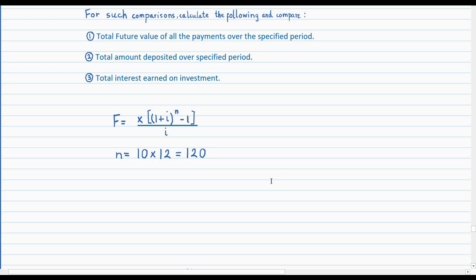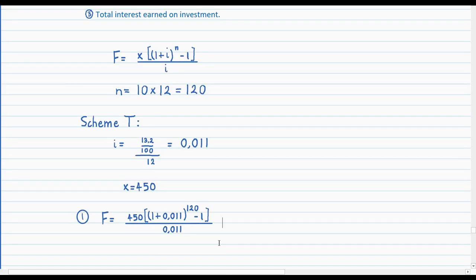So starting up with scheme T, the interest rate is 13.2% per annum compounded monthly, which gives the value as 0.011, and the monthly payment is 450 Rand. So just sub these into the equation, giving the future value as 111,131 Rand and 13 cents.